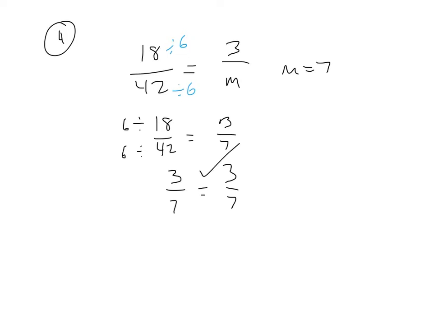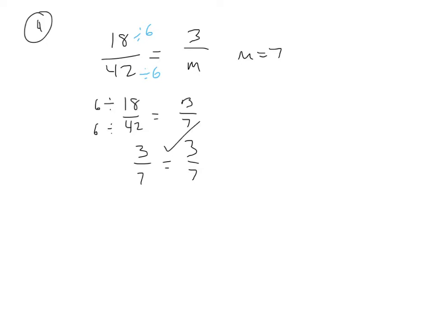So that's mental math, but it doesn't always work out that easily for us, so we can't always use mental math. So let's do it using cross products, all right? So cross products would say that these two multiplied are going to equal these two multiplied.